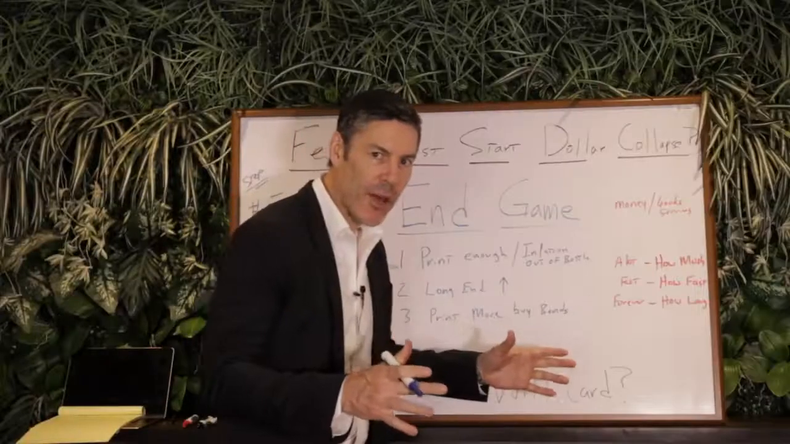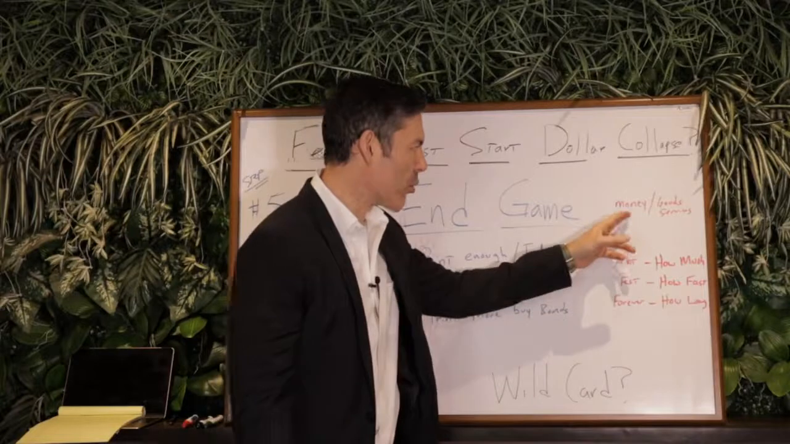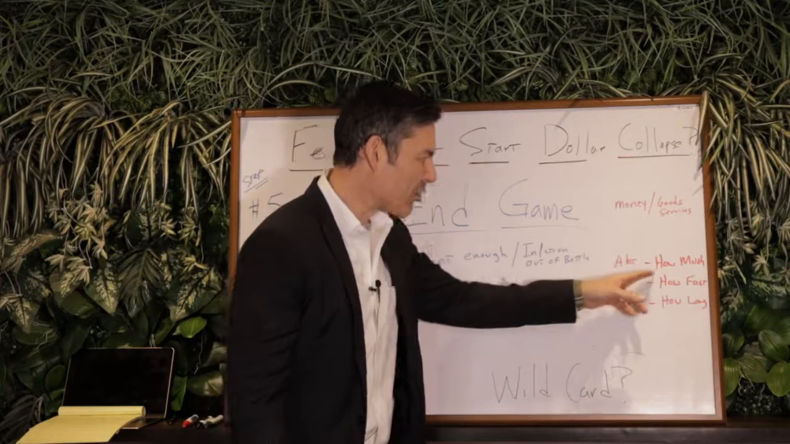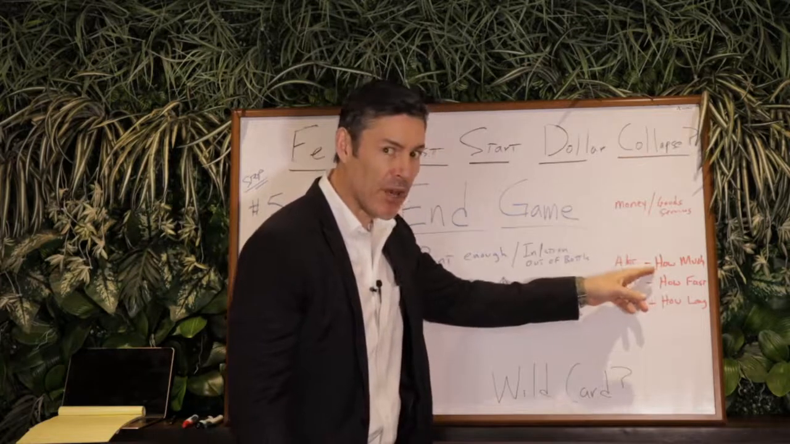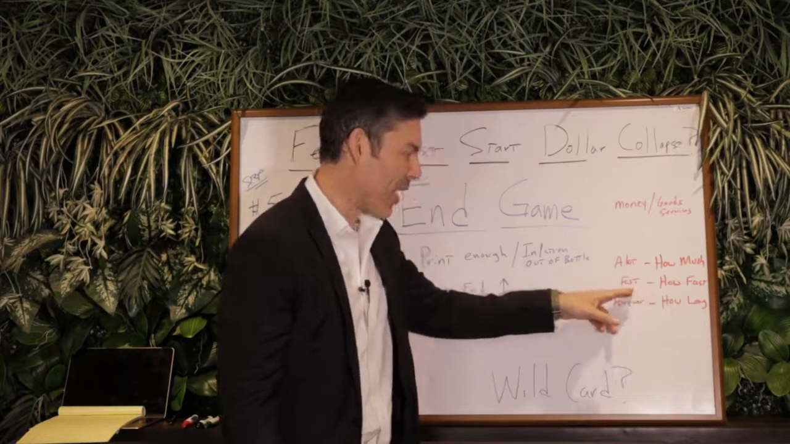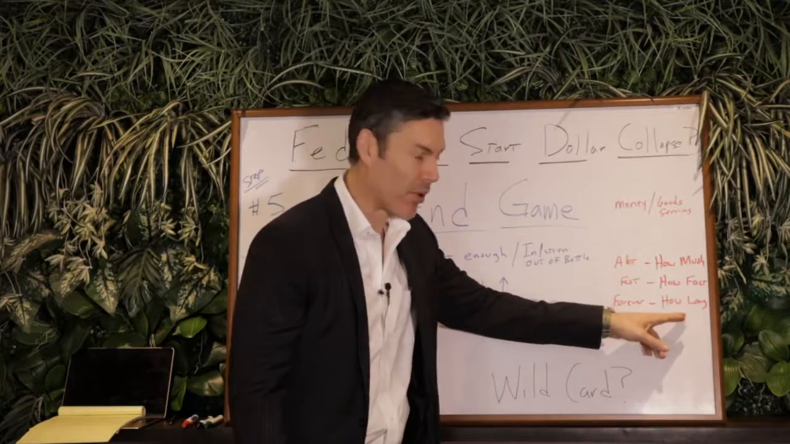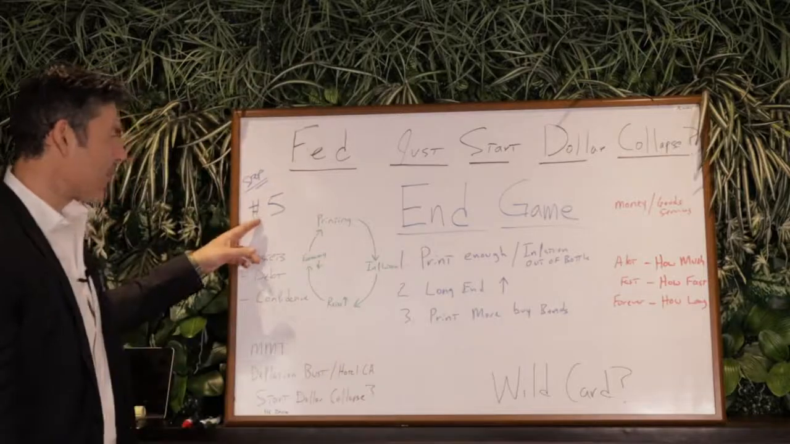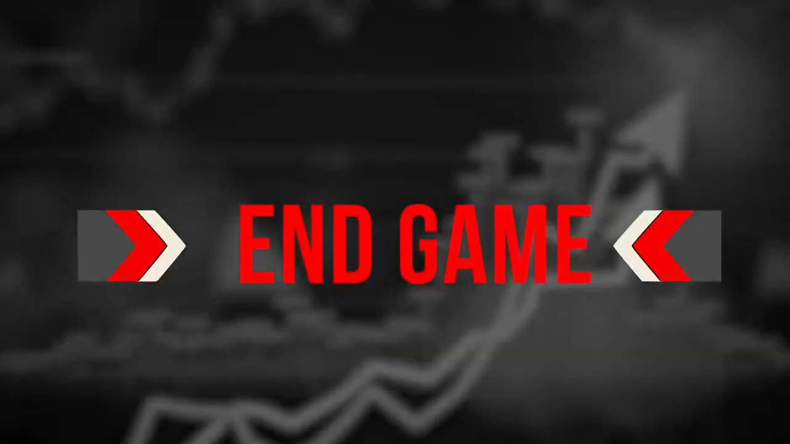We know the dollar collapse comes as a result of printing more and more money chasing the same amount of goods and services. So we've answered the question, how much money have they printed? A lot. How fast have they been printing? Super fast. And how long are they going to print? Forever. Brings us to step number 5, the end game. How does this all end?